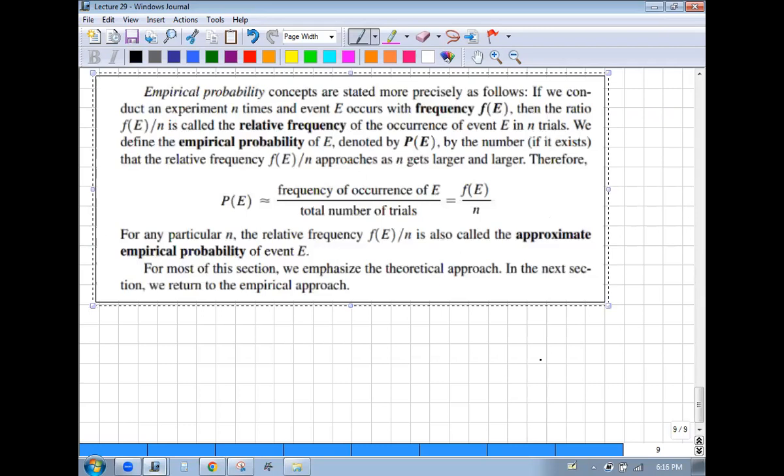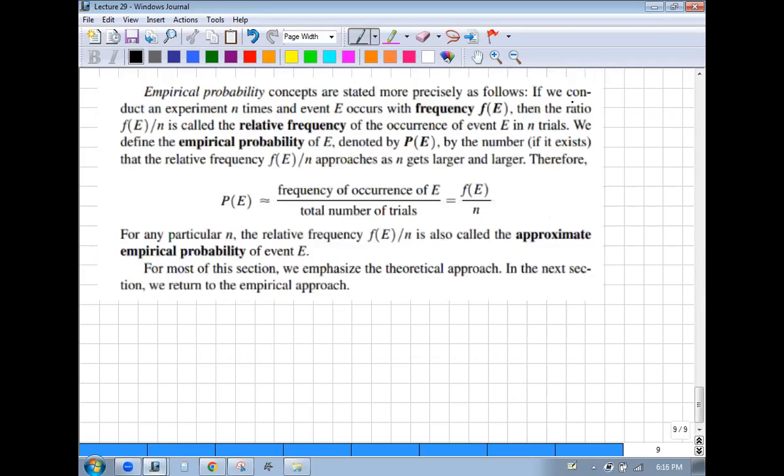Empirical probability concepts are stated more precisely. If we conduct an experiment n times and event E occurs with frequency f of E, then the ratio of f of E over n is called the relative frequency. All right, so this is the number of times that the event happened out of n tries. So if you flip the coin 500 times, that's n is 500, and then you got 250 heads, right? f of E over n, that's the relative frequency. That's where we get the 1/2 from, okay?